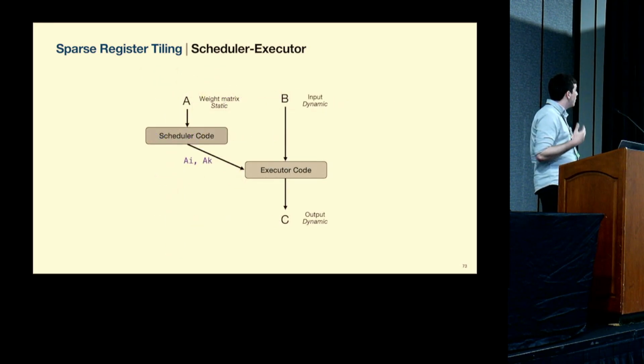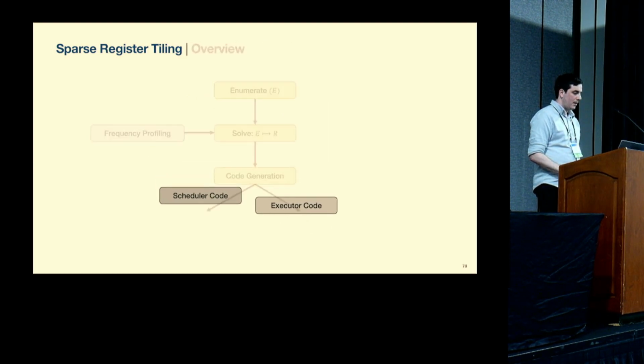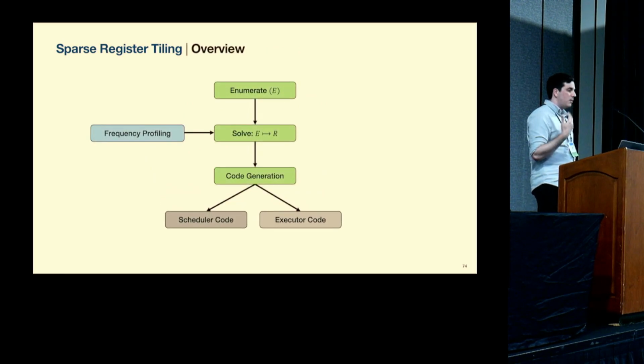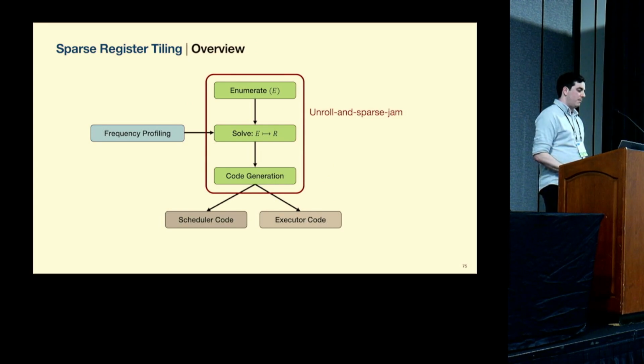This means that our final SpMM code has this scheduler-executor decomposition, which is particularly well suited for neural network inference, as our A matrix is static. The scheduler code only needs to be run once, and during inferencing, we only need to run the executor code. This means our overall flow ends up looking like this. With this code transformation here, we coin Unroll-and-sparse-jam.